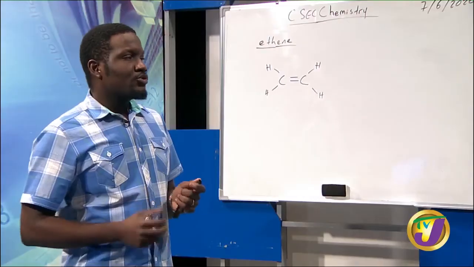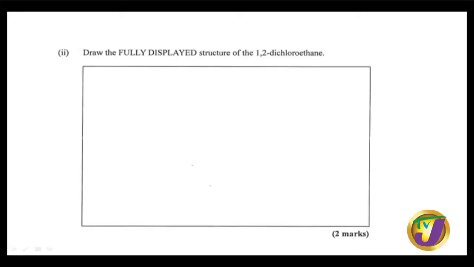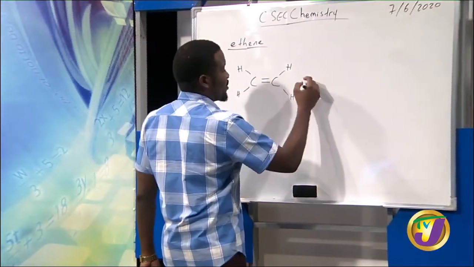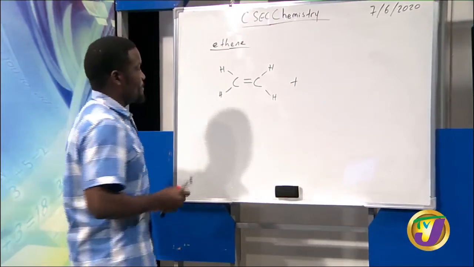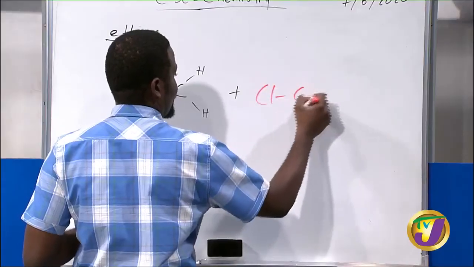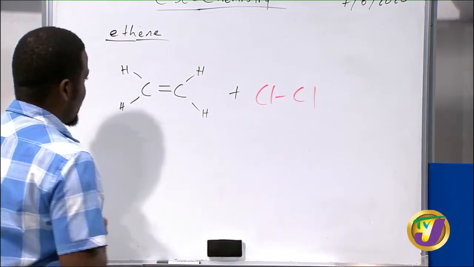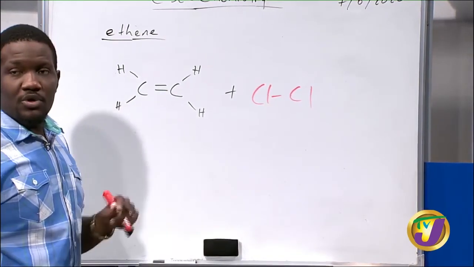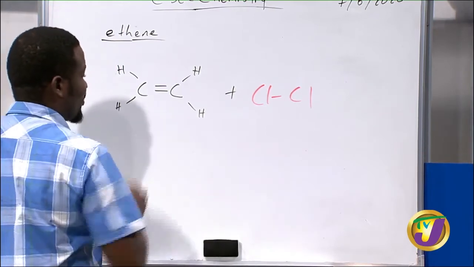Then it says to draw the fully displayed structure of the 1,2-dichloroethane. So the question said that ethene underwent halogenation, all right? So halogenation means you're going to add chlorine to it. So we have our chlorine here. So whenever alkenes undergo halogenation, it's an addition reaction. And so what it means, you're going to open up the structure.